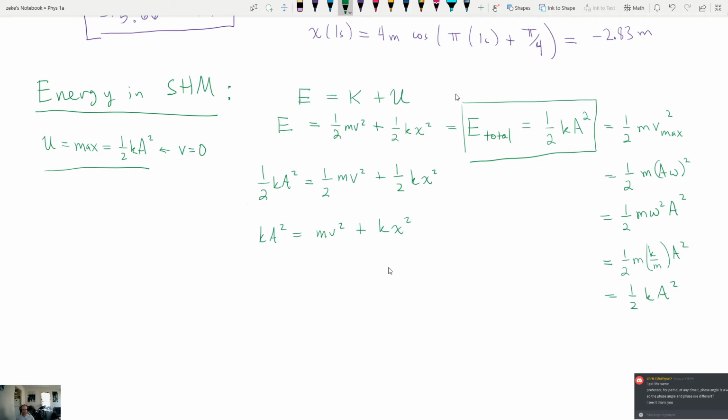The next thing that we can do is we can divide through by m. So we get k over m, A squared. I'm going to subtract this term over to here.